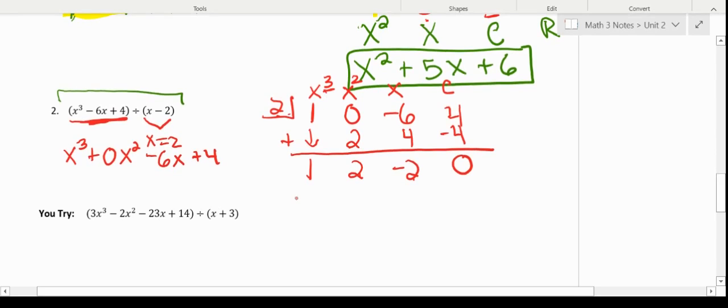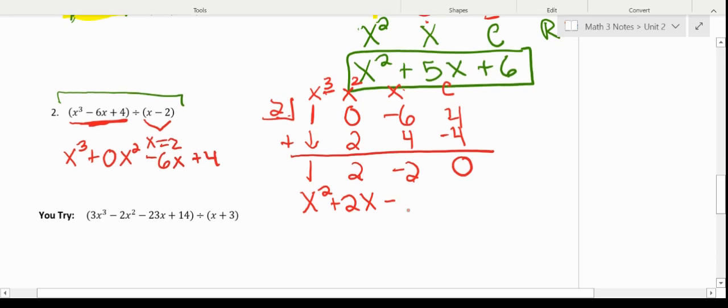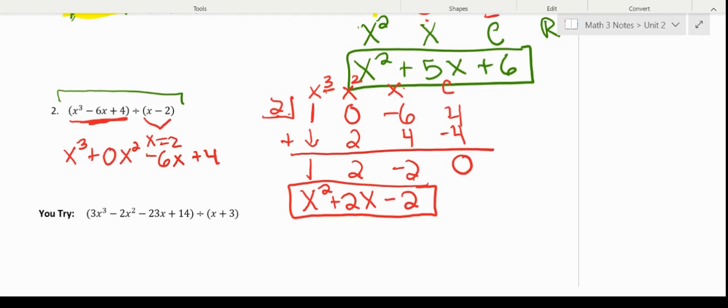So if this is x to the third, that means I have an x squared. If this is x squared, that means that's going to be a 2x. If this is an x, that means this is my constant. And then my remainder is 0. So it was factorable. And that's it.